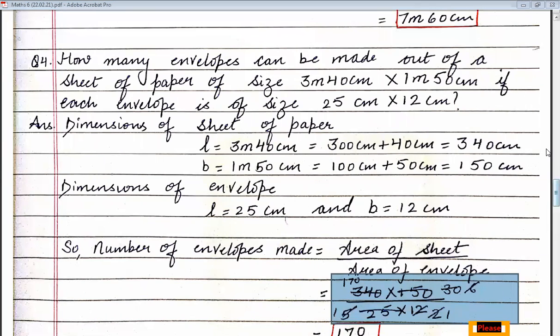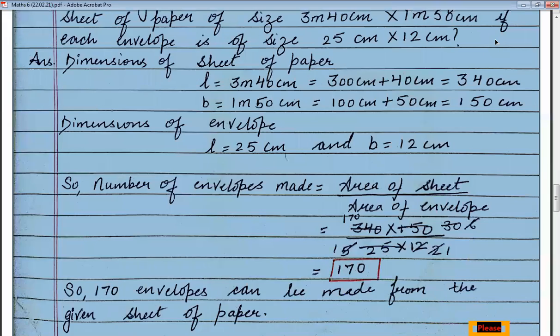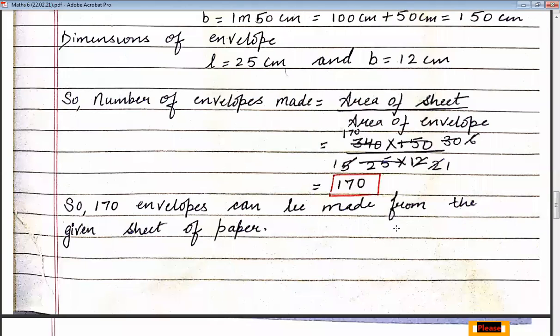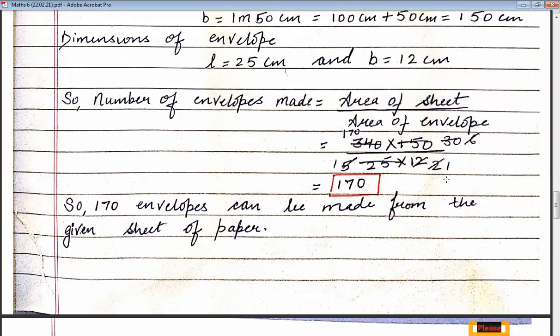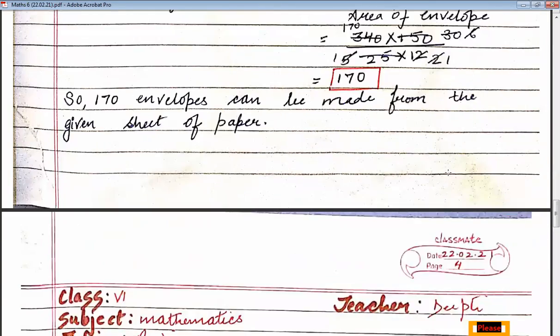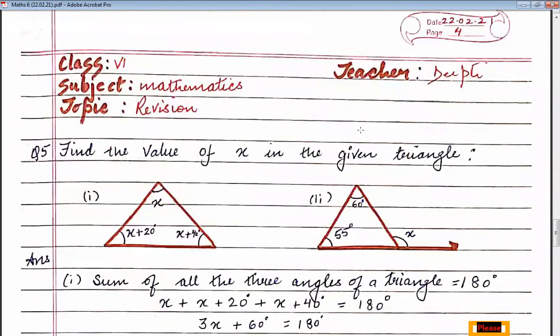Now children, you have to cancel it, and after cancellation your answer is 170 envelopes. So how many envelopes can you make out of that sheet of paper? 170. Is it clear? Let me repeat the formula one more time. Number of envelopes made will be equal to area of the big sheet divided by area of one envelope. Is it clear, students? Now let's move on to page number 4.